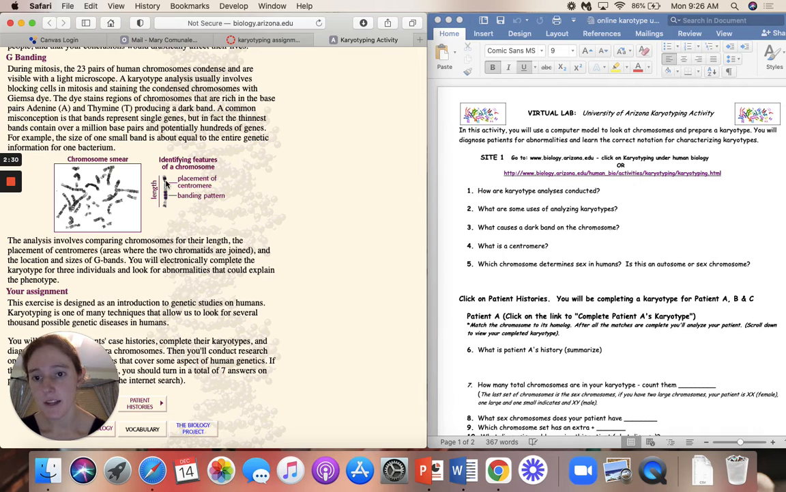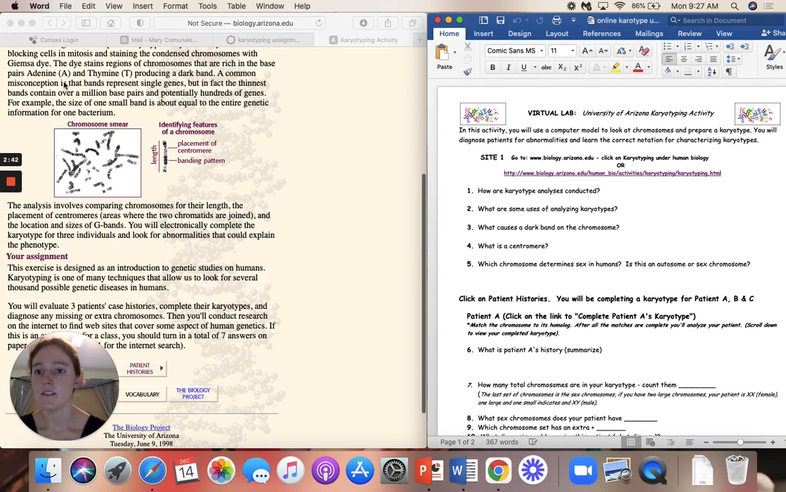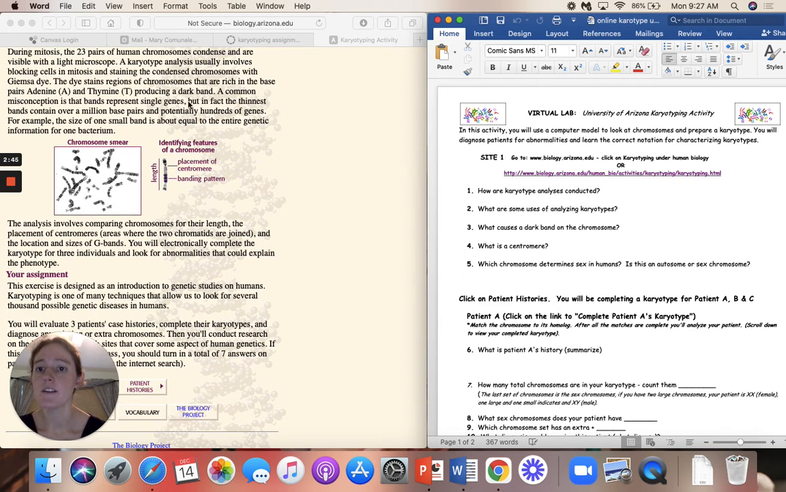So when you're looking at these bands here, it's not showing you just one individual gene. This is just a place where there are genes located. So how are the analyses conducted? Let's see, it looks like we're getting to it here. We take a picture and then you stain the cells or stain the genes. The analysis involves comparing the chromosomes for their length, the placement of centromeres, which is areas where 2 chromatids are joined, it's that middle portion, and the location of the sizes of G bands. You will electronically complete the karyotype for 3 individuals and look for abnormalities that could explain the phenotype.